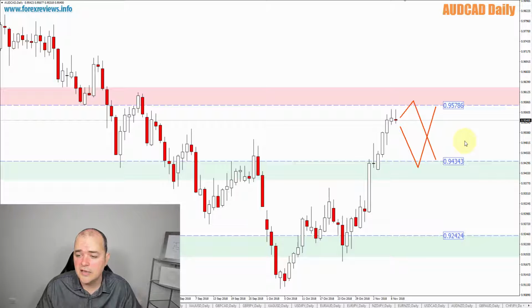So overall on AUD CAD, holding the 94.34 zone area as a potential bullish evidence area, and holding the 95.78 zone area as a potential bearish evidence area on this market. Okay, well that's it for that market.